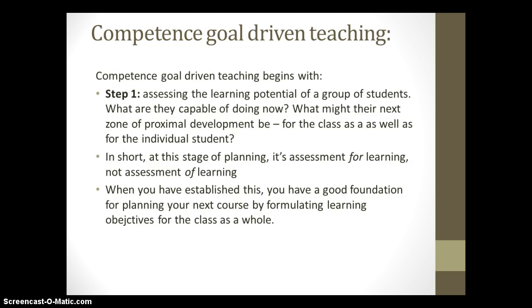If we talk about competence goal driven teaching, we have 4 steps. In step 1, you begin with assessing the learning potential of a group of students. What are they capable of doing now? What might their next zone of proximal development be for the class as well as for the individual student? In short, we're talking about assessment for learning at this stage, not assessment of learning. When you've established this, you have a good foundation for planning your next course by formulating learning objectives for the class as a whole.